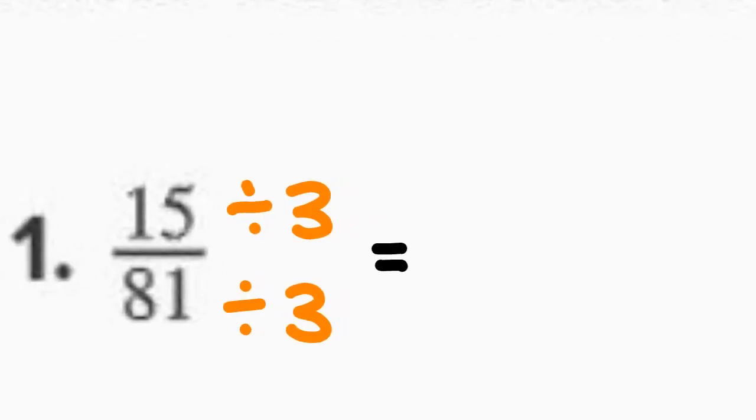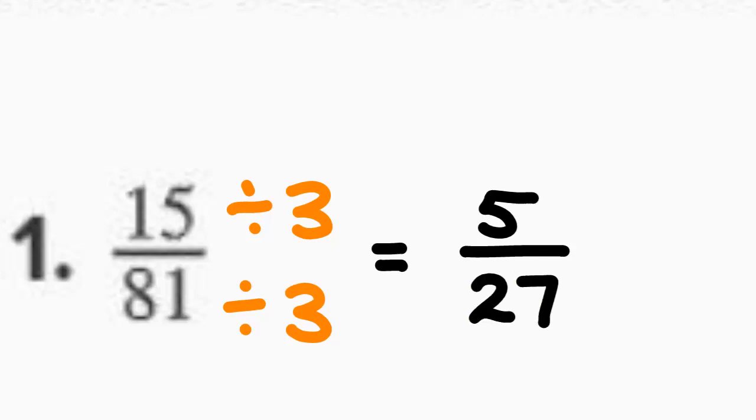What is 15 divided by 3? Because that's going to be my new numerator. 5. What about 81 divided by 3? 27. Nice work. And now I have to stop and check to see if that is fully reduced.